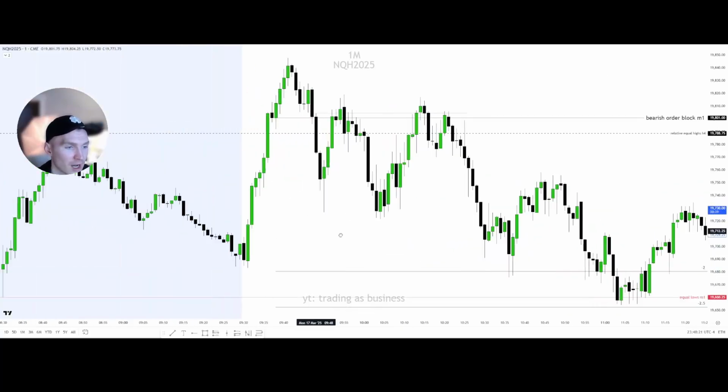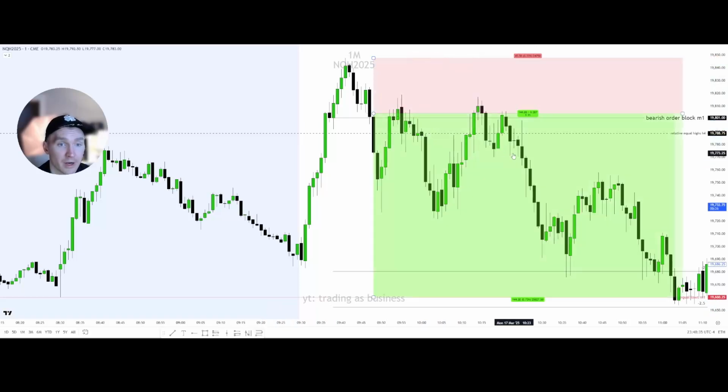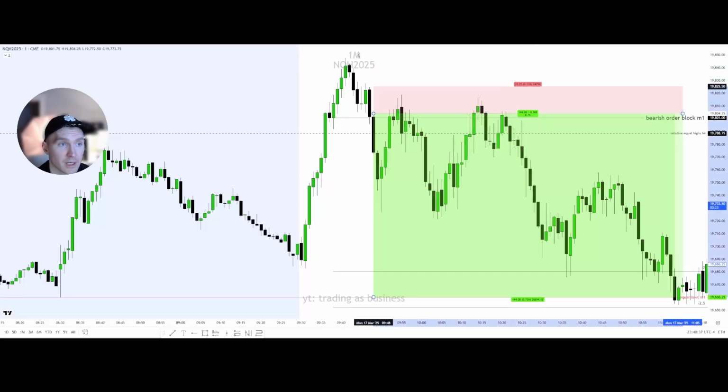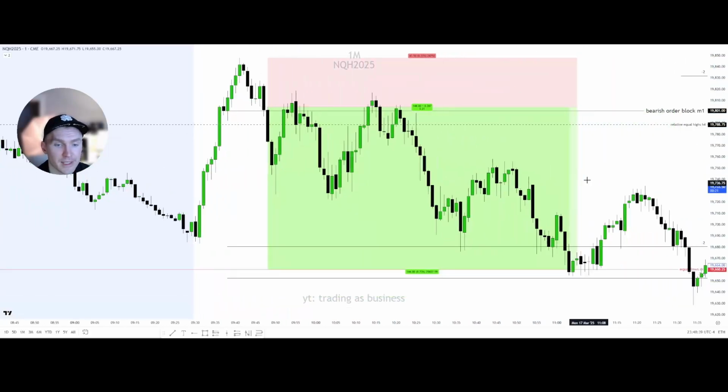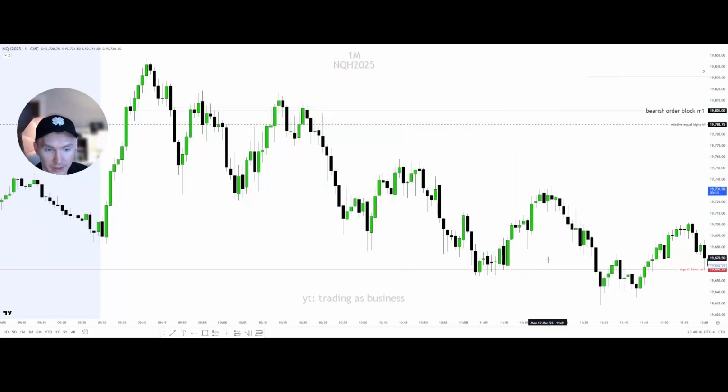So let me show you how it looks in terms of risk reward. Bread and butter setup, easy peasy lemon squeezy, huh? So this is for the morning session, and let me show you the setup for the afternoon. So the equal lows we're taking, right?